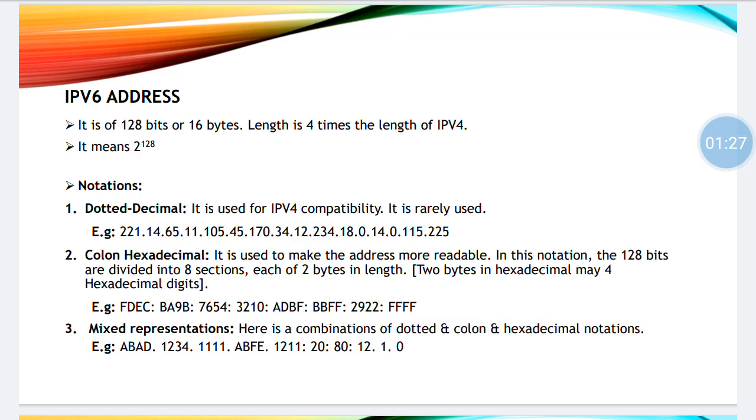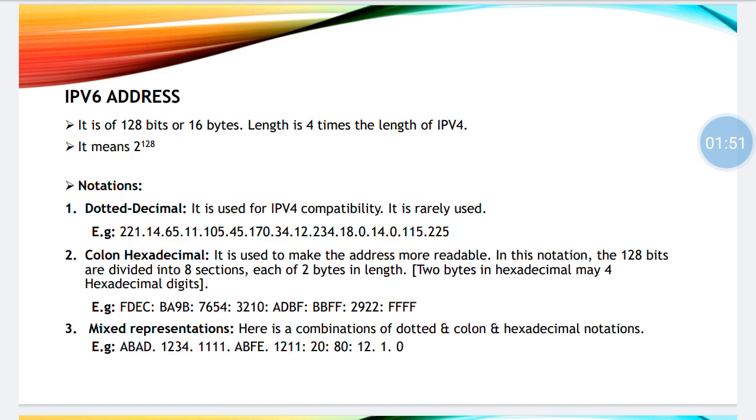So starting with dotted decimal. It is used for IPv4 compatibility, but it is rarely used. When a situation arises to use dotted decimal for both IPv4 and IPv6 at the same time, then only this notation is used. Having said that, such instances rarely occur.